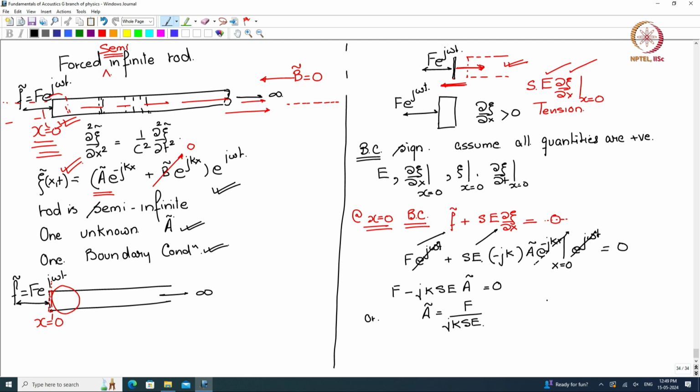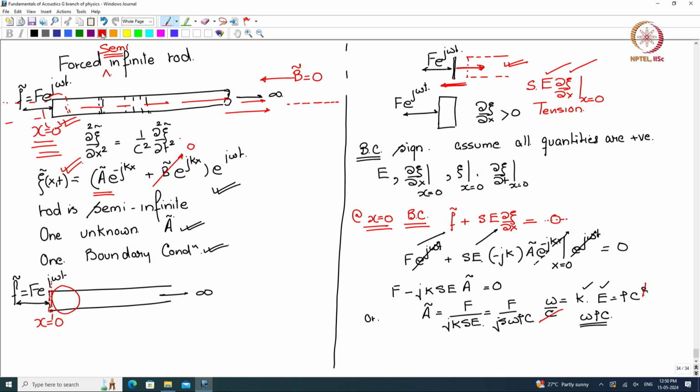So now I will make some simplifications. Omega by c is k, then E is rho c square. So k into E is going to be, the c gets cancelled, it is going to be omega rho c. So this is equal to F by j S omega rho c. Okay, so we have the answer.